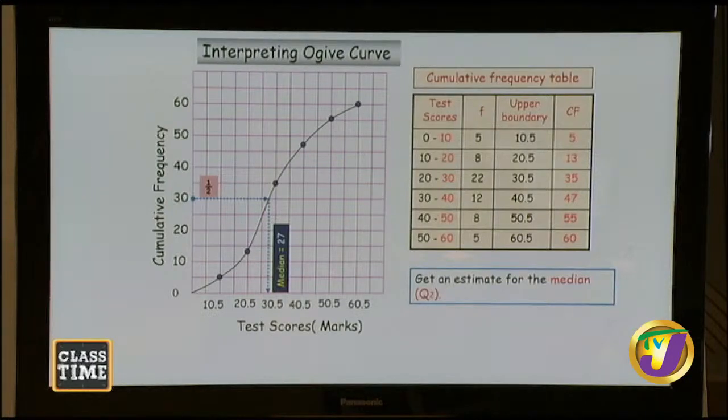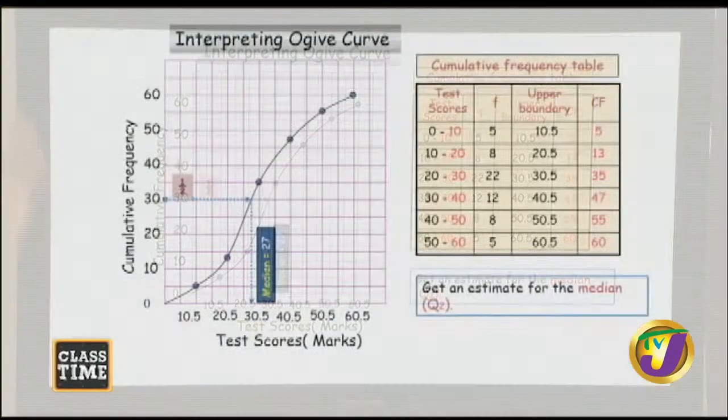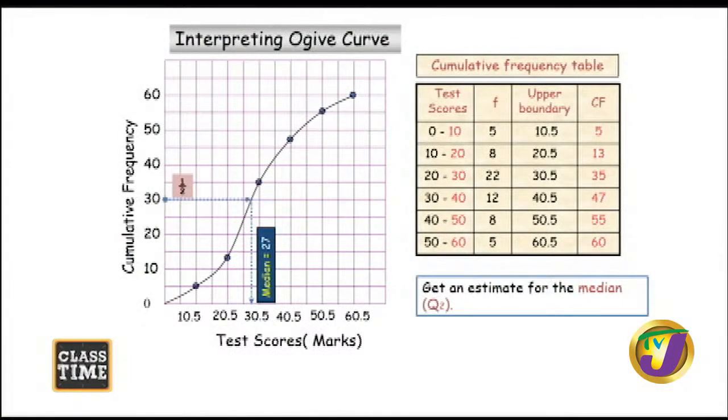So we draw a dotted line from 30 across to the curve and down to the horizontal axis, and we see that the median is about 27 marks, approximately. Again, 27 is an estimation, based on how you draw your curve. However, as we know with estimation, you can't be too far out. So your answer could be 27.5 or even 26.5, but you couldn't get something like 30 or 40. That would be too far out.